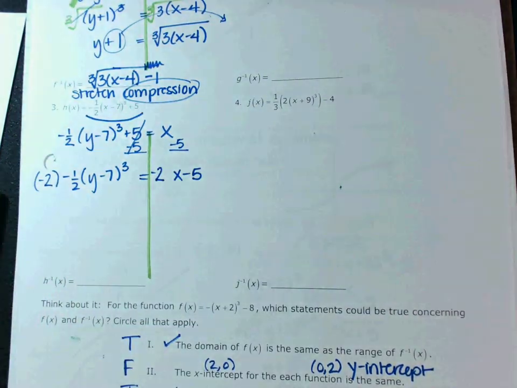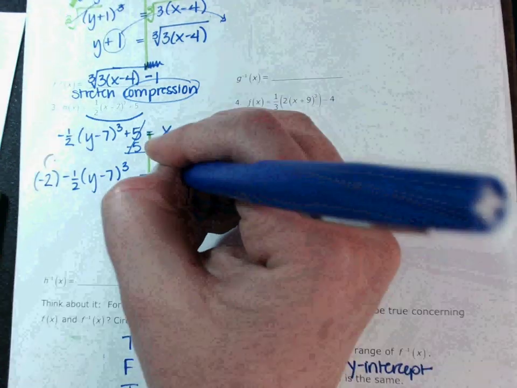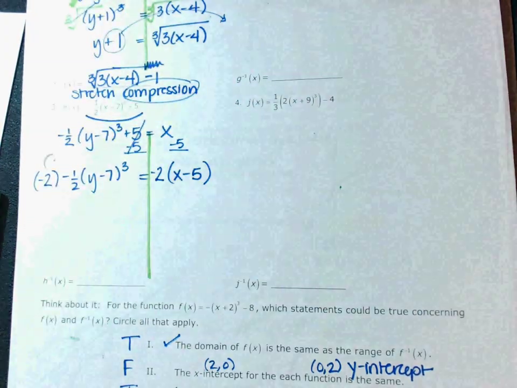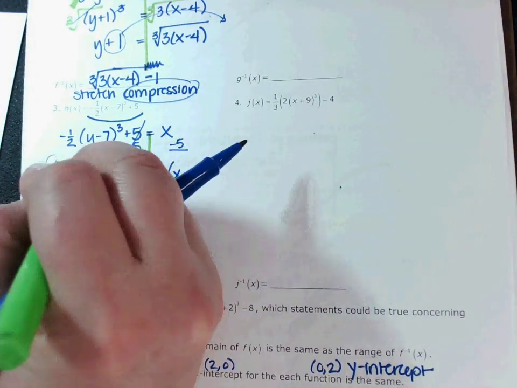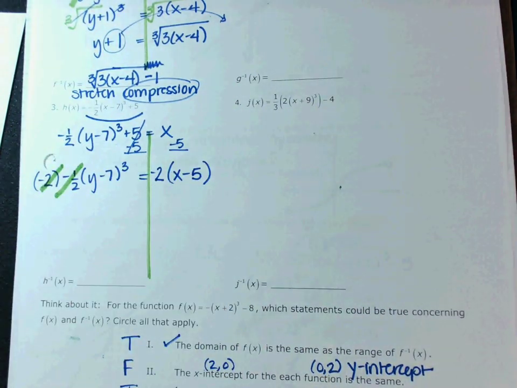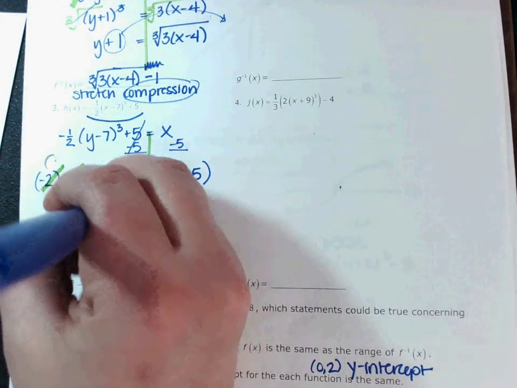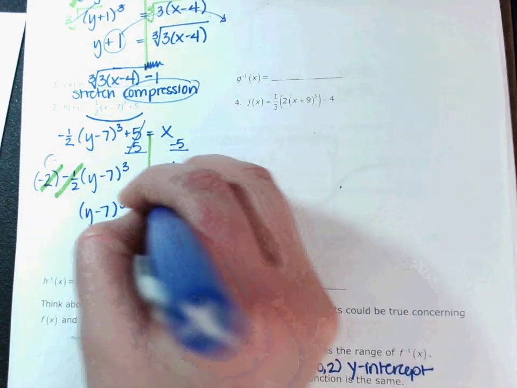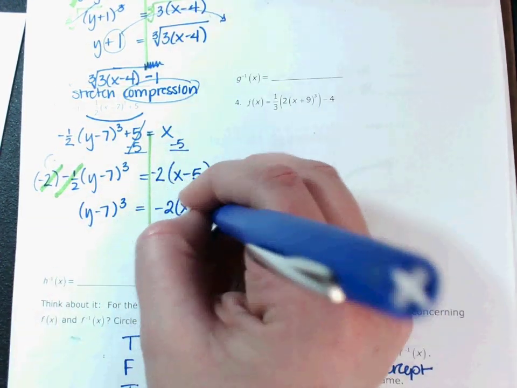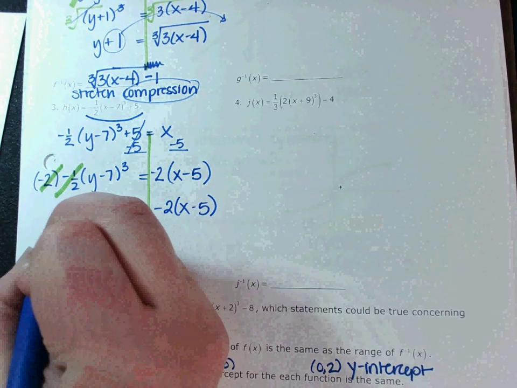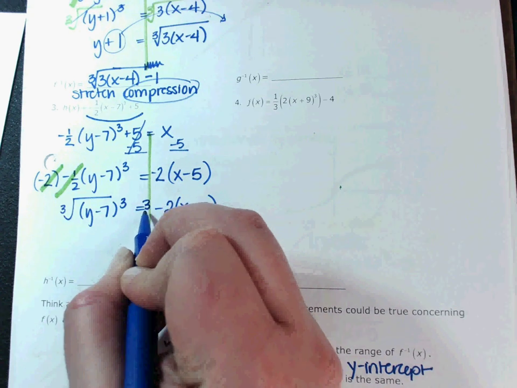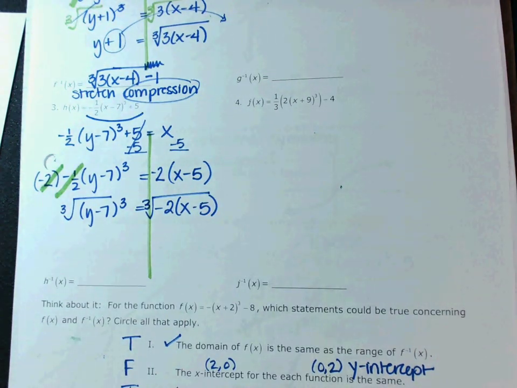And then on the right side, I don't want to have to distribute, so I'm going to keep parentheses. So these guys both cross out with each other. The negatives take each other out. The 1/2 and the 2 take each other out. And now I just have the y minus 7 cubed, and I can keep solving. So it's a negative 2 in the front, and then an x minus 5. And then from there, what will I do? Cubic root and cubic root. And notice that that negative 2 ends up on the inside of the root.